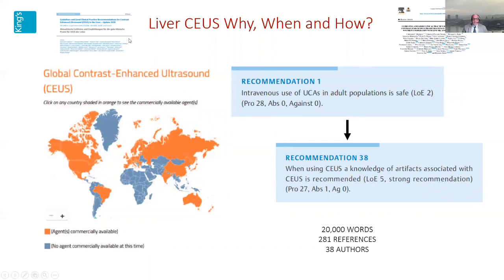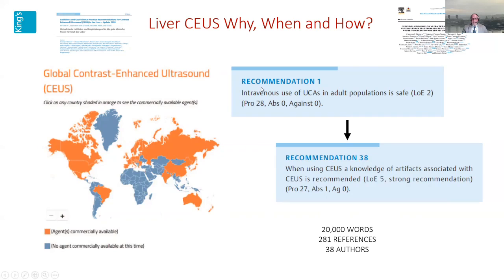The most recent contrast-enhanced ultrasound guideline for liver lesions is a large document. It's over 20,000 words, with 281 references, and 38 authors contributed to it. And it's quite a task to write guidelines. Each of the authors is tasked with a particular aspect, to do the literature search, read the literature, and ensure that the evidence produced for making any recommendations is robust. It is discussed and debated by all the authors together before the final document is produced. So it takes about 3 years to produce a set of guidelines.